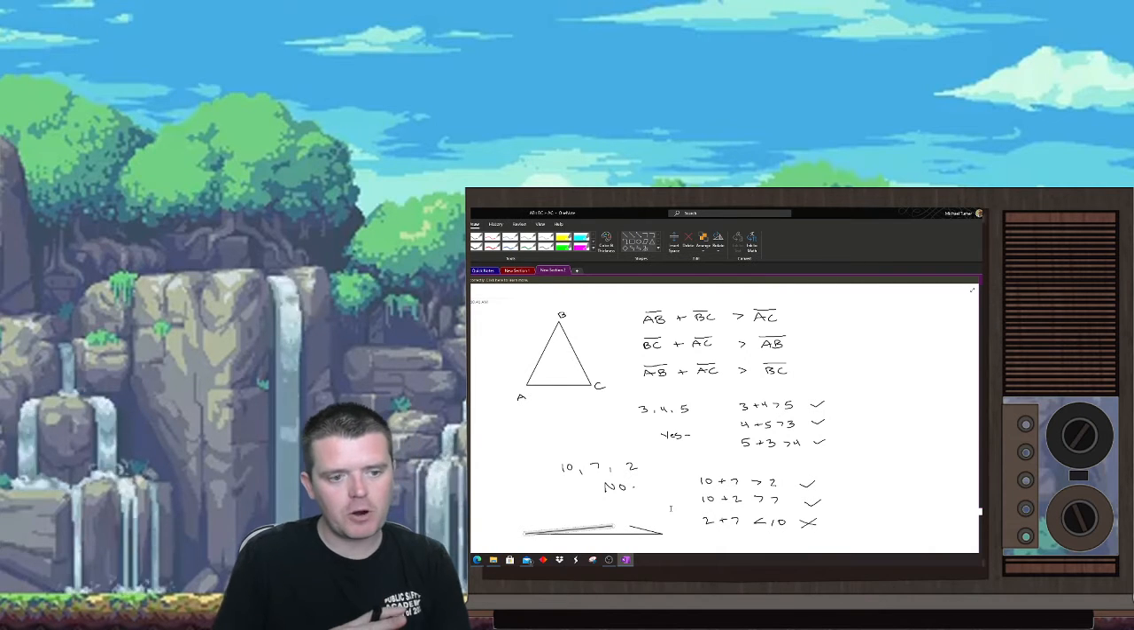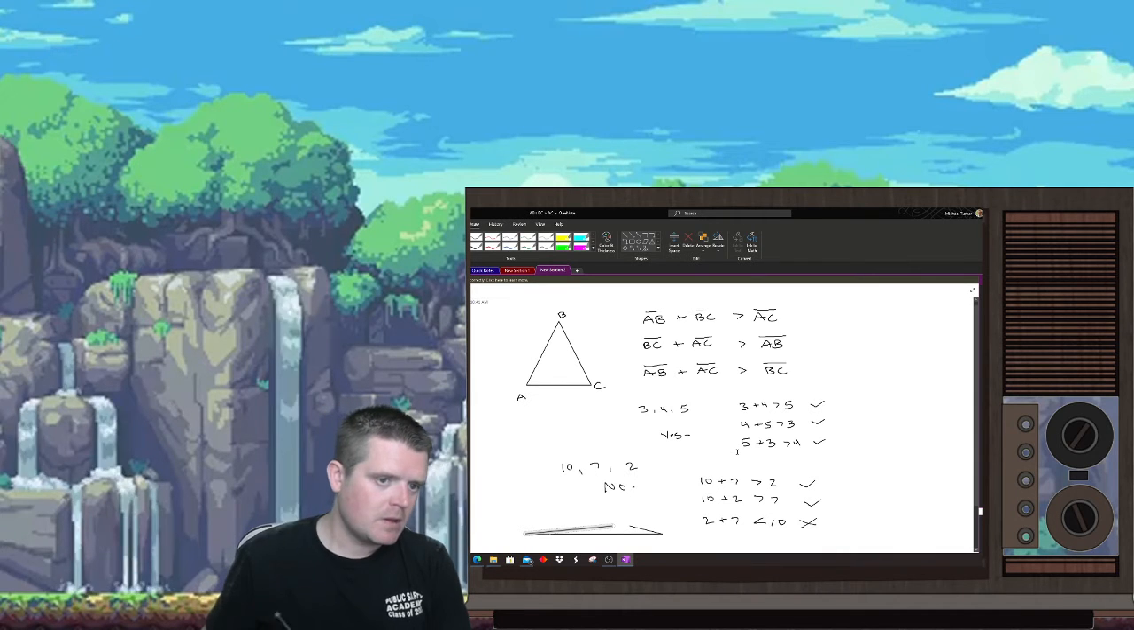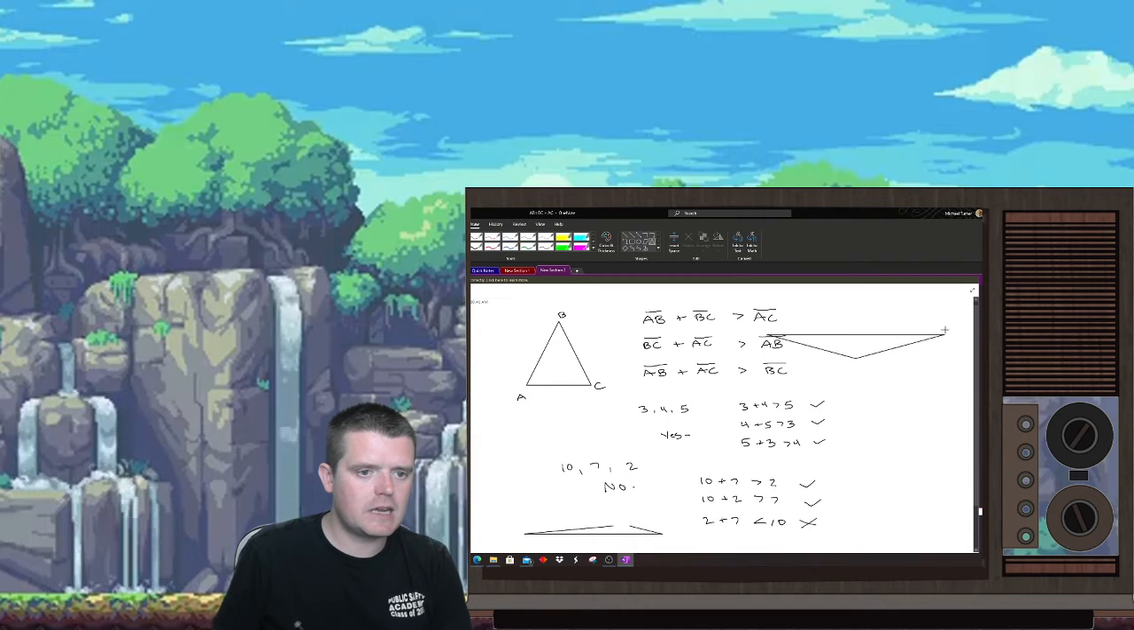So that's the first part of this assignment. The second part is being able to determine, okay, if I give you two sides, and I know it's a triangle, then what are the possibilities for the third side? So let's take a different triangle. We'll still call it ABC, and why not? We'll put it upside down.